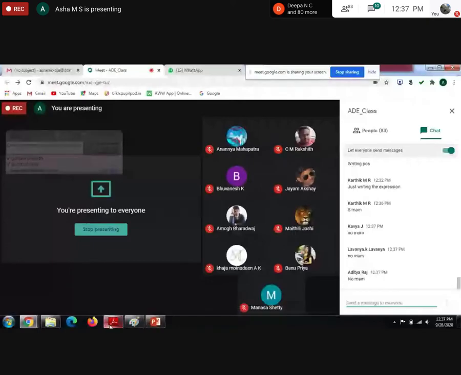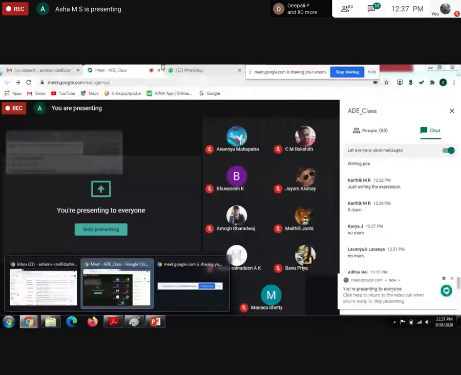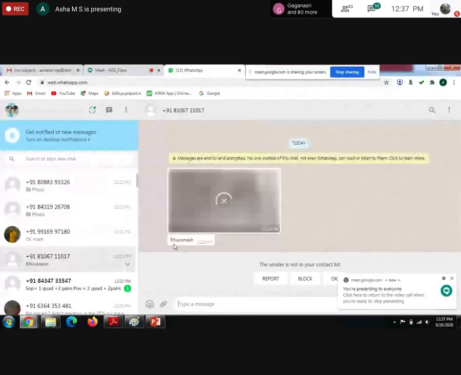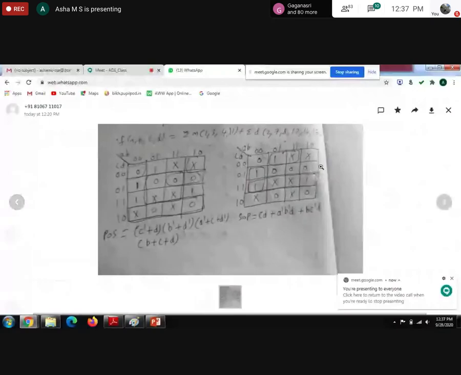Bhuvanesh, your answer is wrong. 017 is correct. The SOP is correct. See the POS: here you have done one quad, then a horizontal quad. This one also you can make one quad. This 00XX, XX00 you can make a quad. So instead of a pair, when you make a quad, one term will be less. Bhuvanesh, are you clear now?